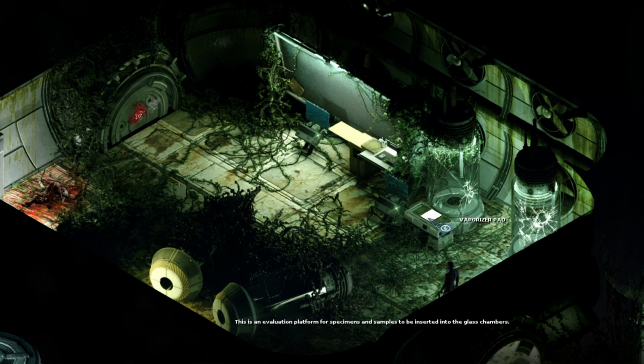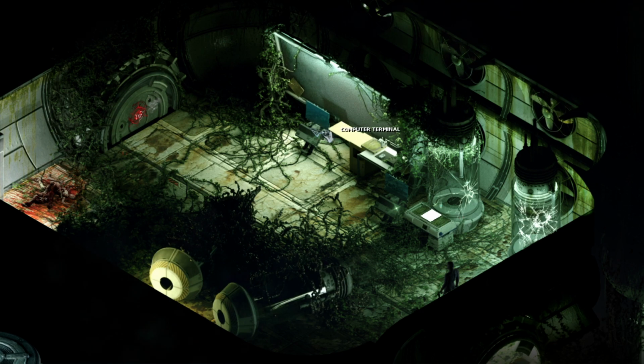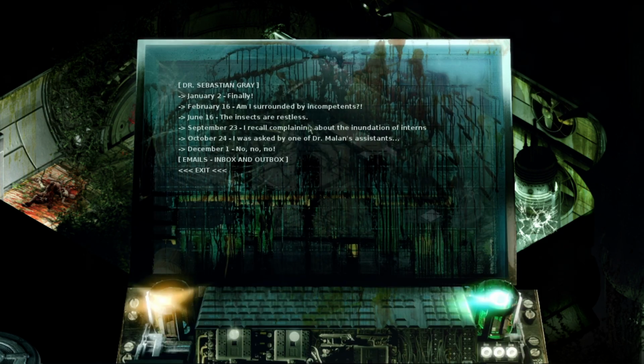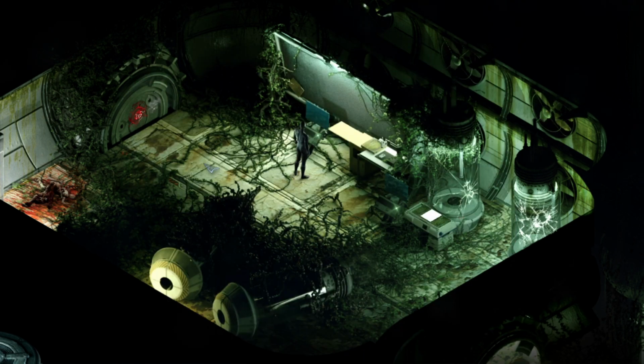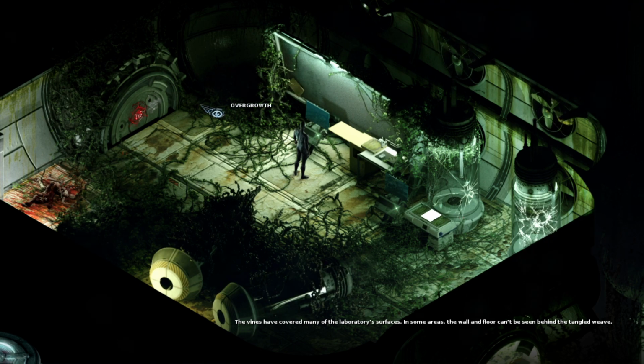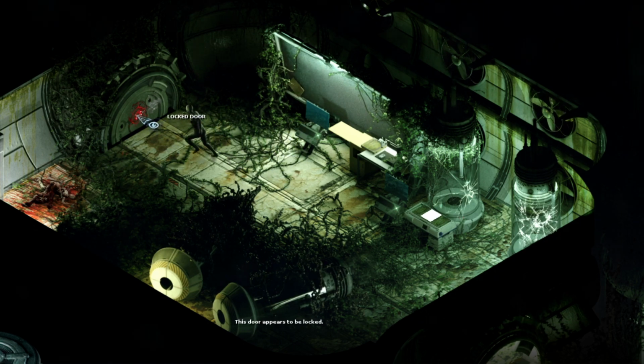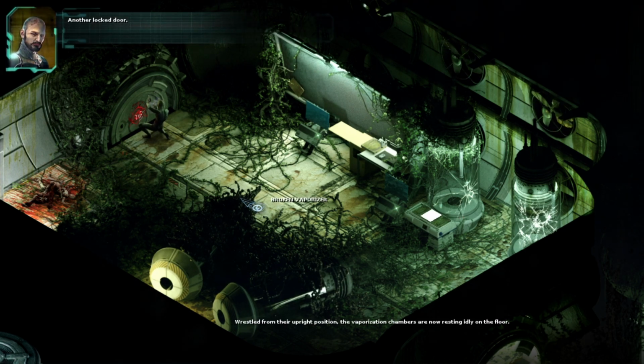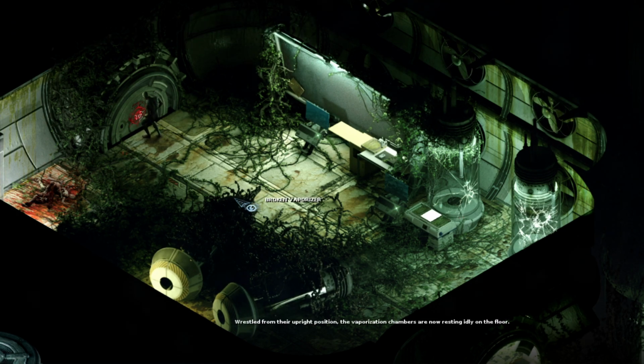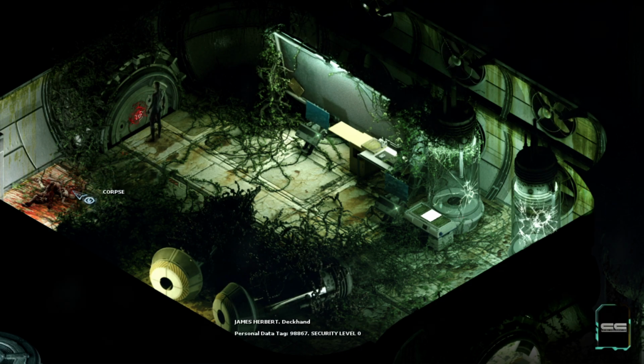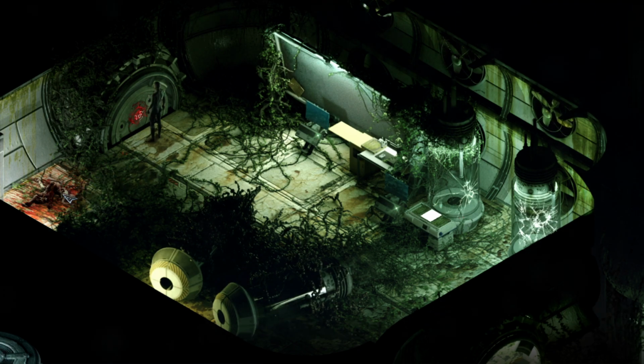And we have this doorway, which doesn't really give us anything of value at the moment. This is just a PDA. Another locked door. Trying to interact with stuff to see if Taya will step in and provide us some assistance.